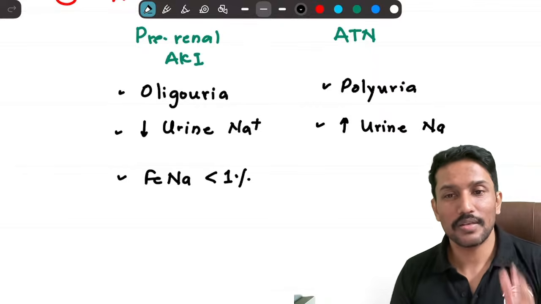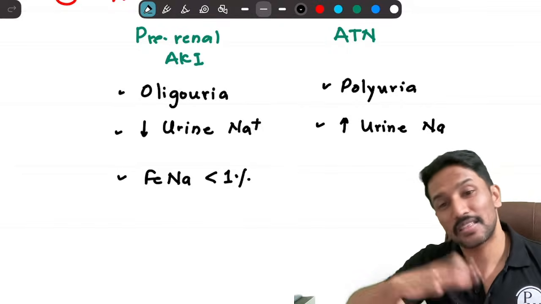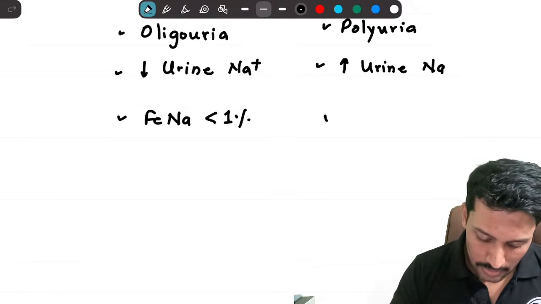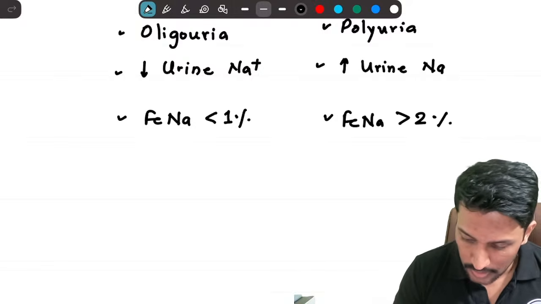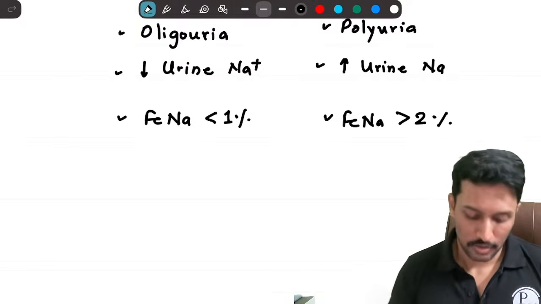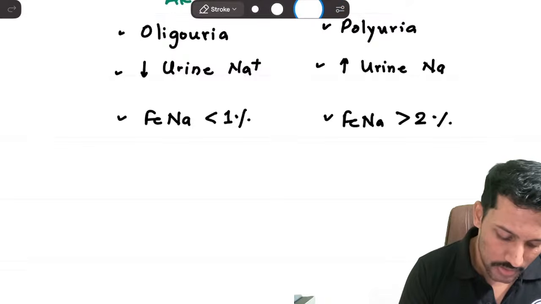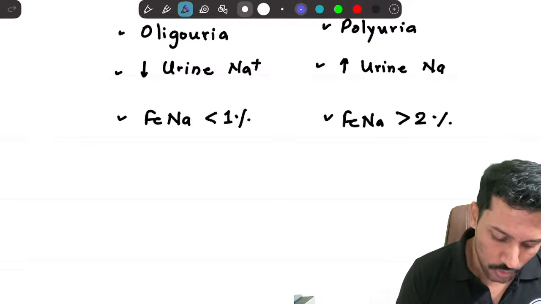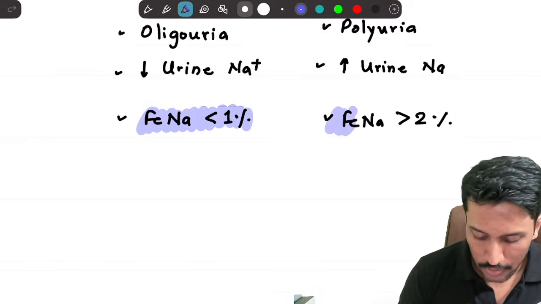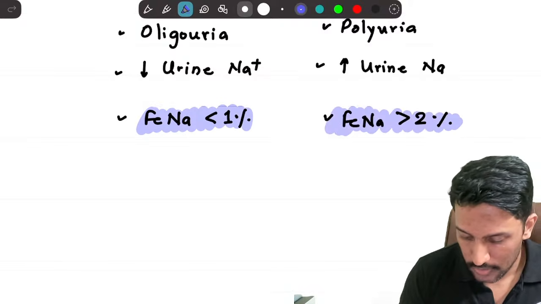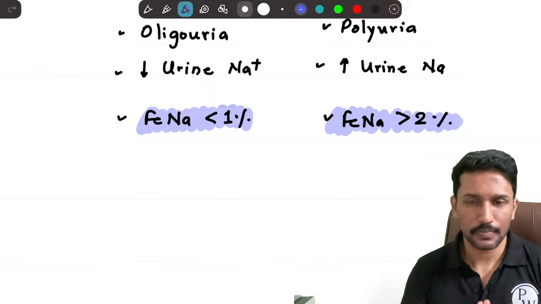But if the tubules are damaged, I am not able to reabsorb sodium. I excrete more sodium, so the fractional excretion of sodium will be more than 2%. This is the single most important investigation that helps you to confidently differentiate between prerenal AKI and acute tubular necrosis. Okay, clear?